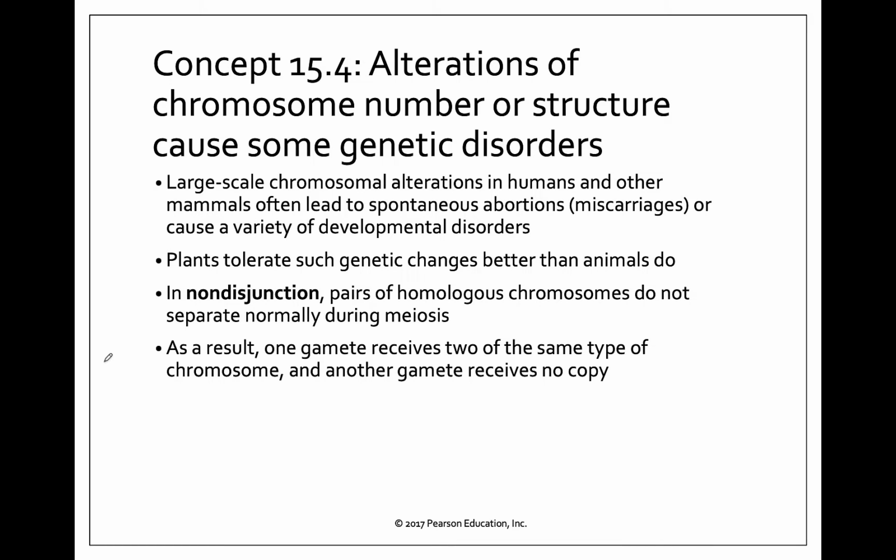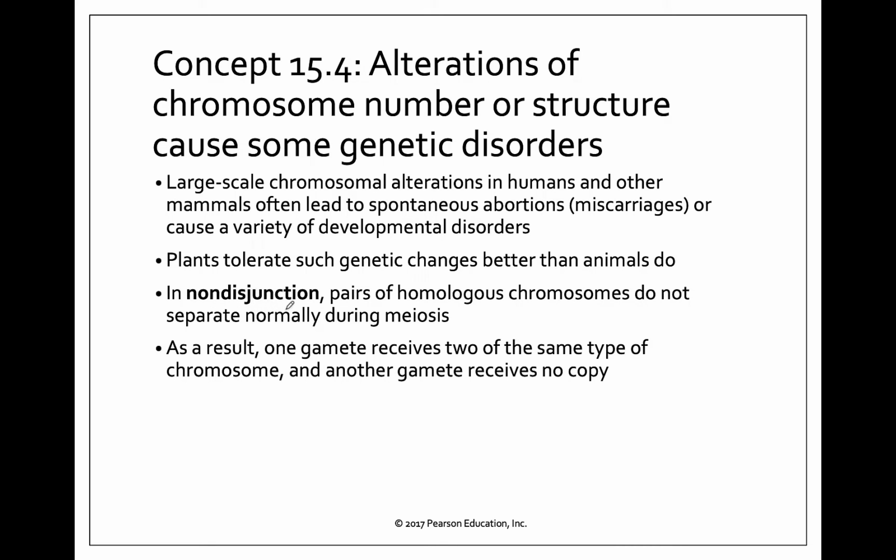Sometimes the passage of chromosomes from one generation to the next during meiosis doesn't go very well and can lead to incorrect numbers of chromosomes ending up in the gametes and then eventually into the zygote. So this is usually a result of something called a non-disjunction.